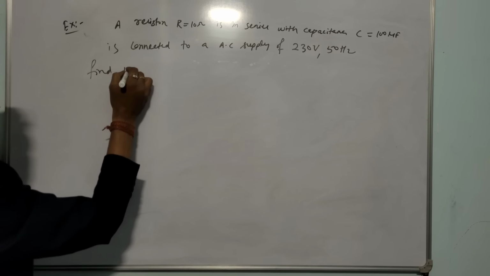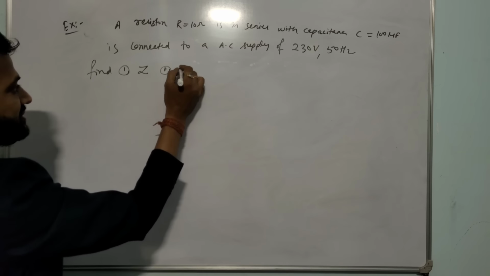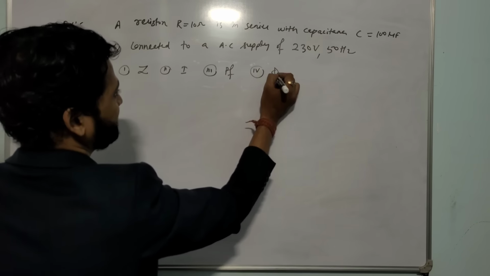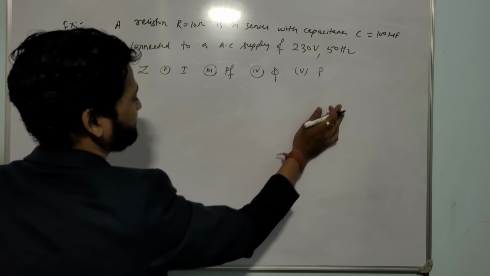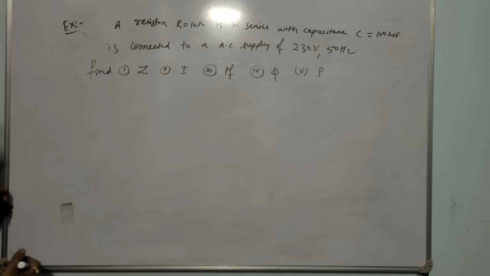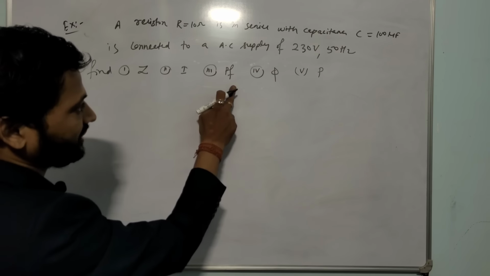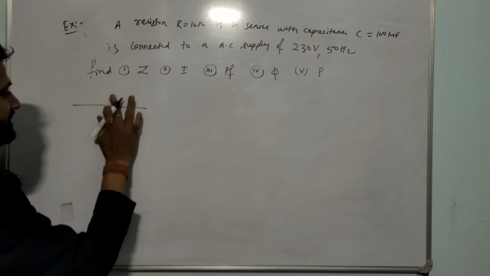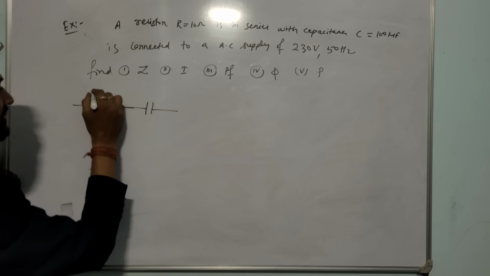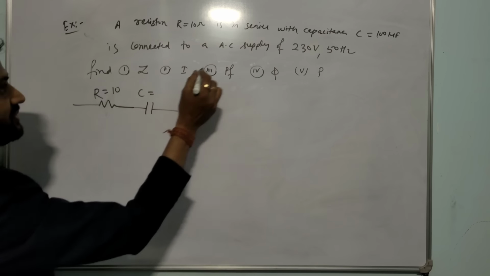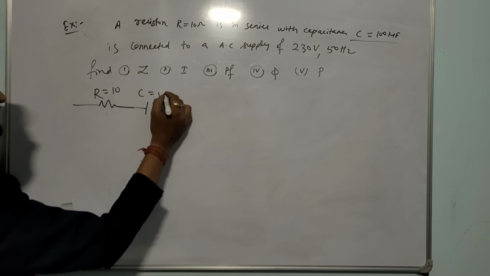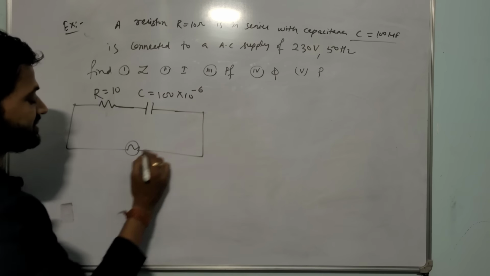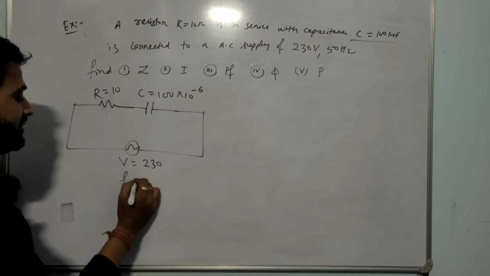So we'll have to find out impedance, second bit current, third bit power factor, fourth bit phase angle, fifth bit power consumed by the circuit. Again I repeat, impedance, current, power factor, phase angle and power. So ये question क्या है, it is a which type of circuit, RC circuit. Resistance value is given 10 ohm, capacitance value is given 100 microfarad, मतलब 100 into 10 to the power minus 6. ठीक है. एंड AC supply is given, voltage 230 volt, frequency is 50 hertz.